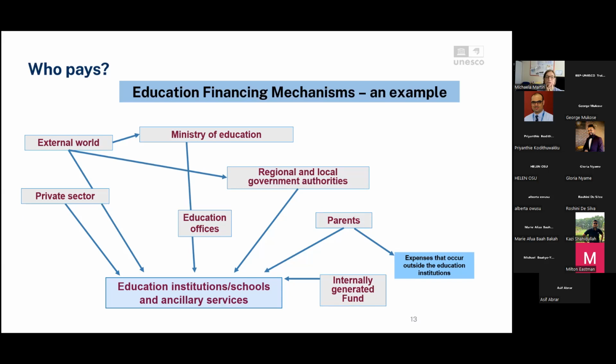So maybe one question, do you think the Ministry of Education is enough here? If you want to comment on that, please raise your hand so we can see you and give you the floor.